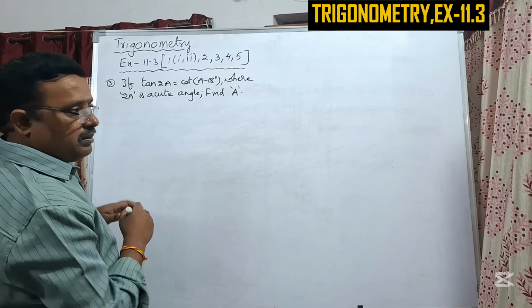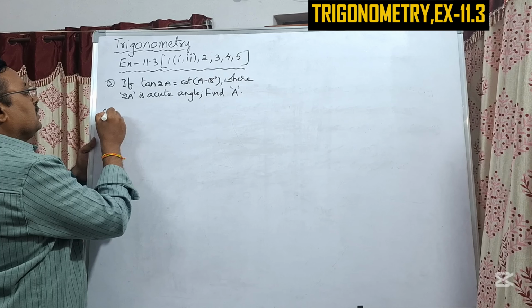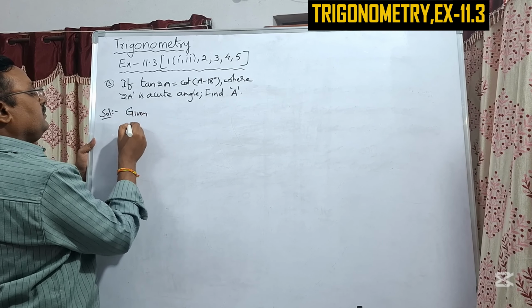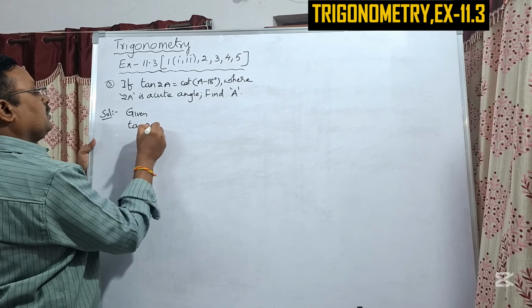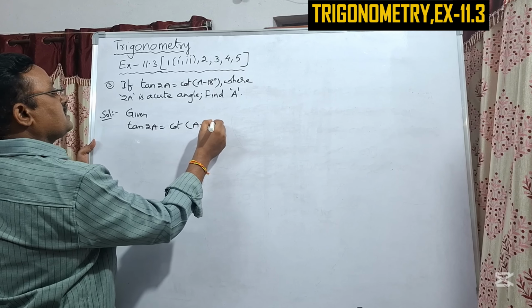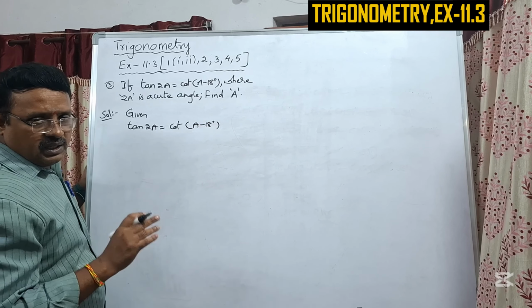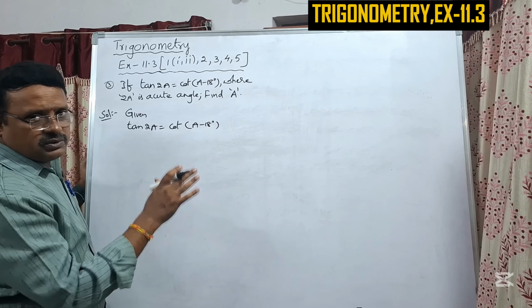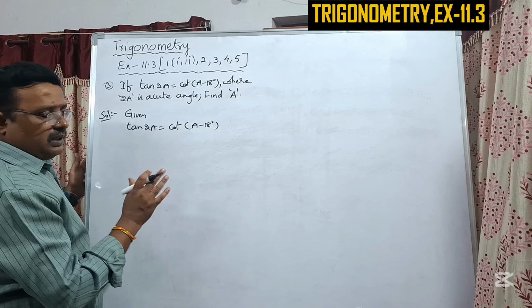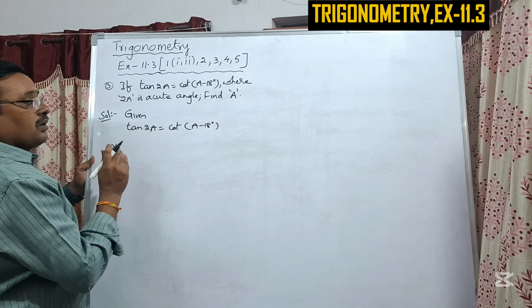Very simple problem. So the solution will become: given tan 2A is equal to cot(A minus 18 degrees). There are so many methods to solve this one, simple things only, but among them, one process I am applying. What is that one?